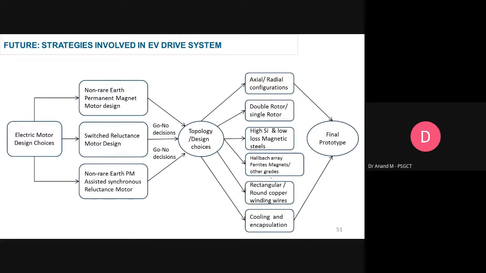So the different strategies we have discussed today for a perfect electromagnetic drive system may be summarized in a single flow chart. Either you can go for a reluctance or you can go for a PMSM type of motor. Maybe we can have our own decisions in selecting our topology, maybe an axial configuration or a radial configuration, or different types of rotor saliencies, different types of magnetic steel compositions and combinations, different types of magnetic arrangements such as a Halbach or individual array. Maybe you can think about round wires or rectangular wires. Maybe we can think about the cooling and encapsulation.